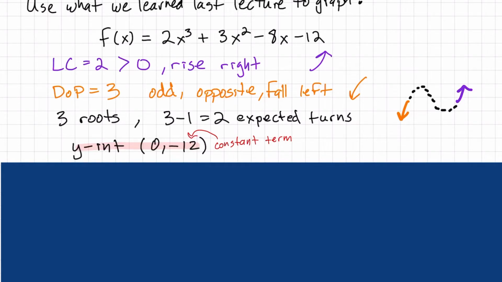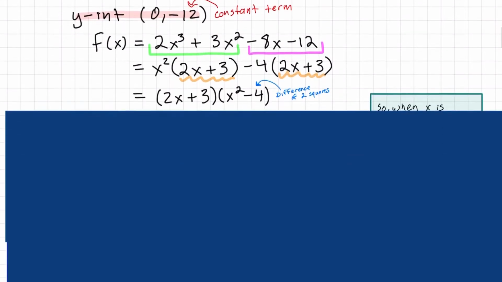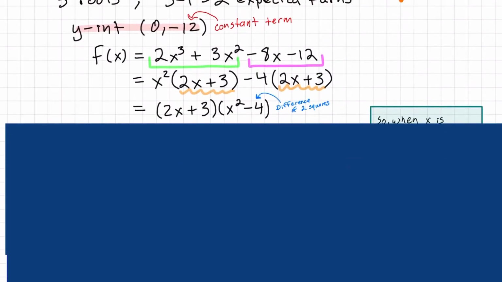Next, we need to find our x-intercepts. To do that, we make the y value, the function value, be 0, and then solve for x. We can do this by factoring by grouping. So I can group together the first 2 terms, and we factor out an x squared. Then I can group the second 2 terms, and we factor out a negative 4. And then we notice that it's 2x plus 3 in both, so we factor out a 2x plus 3 from both, and we end up with 2x plus 3 times x squared minus 4.